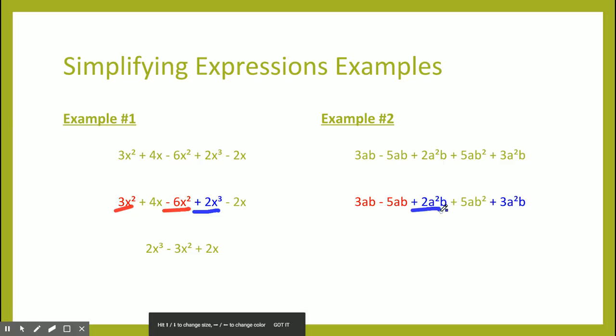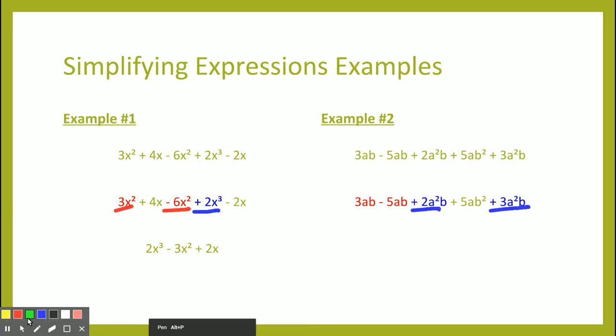So I see an a to the second here and here, so that's going to be the first term we write. After that, we've got this one, the 5ab squared. That's going to be the next term we write. And then finally, the last terms that we're going to write are going to be those ab's that are all by itself.